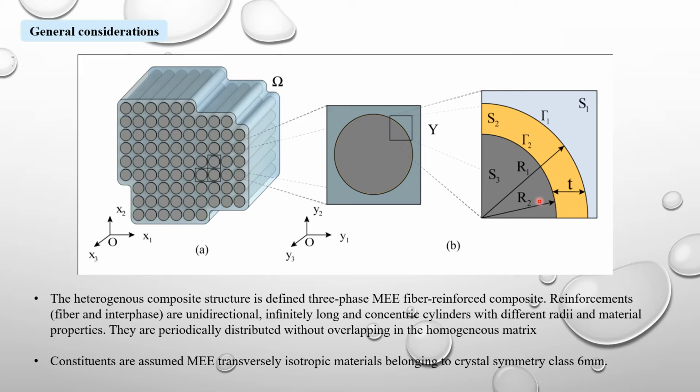Also, constituents are assumed magnetoelectroelastic transversal isotropic materials belonging to crystal symmetry class 6mm. The transversal cross-section of the periodic cell Y consists of a square with two concentric circles of different radii R1 and R2, and T is the thickness of the interface.